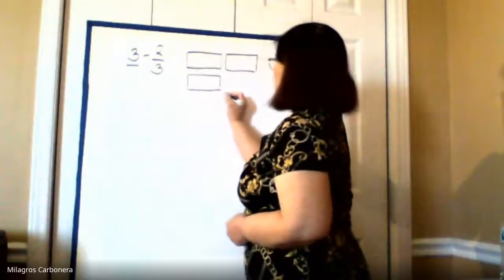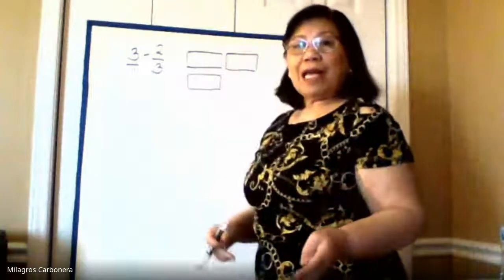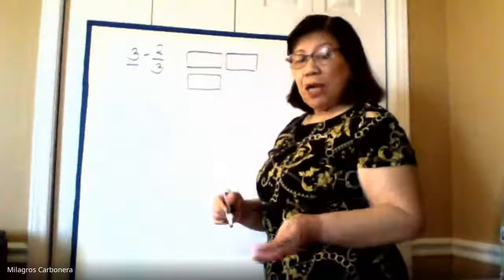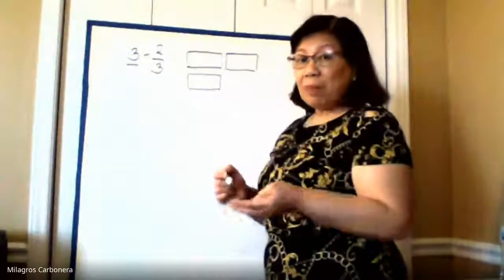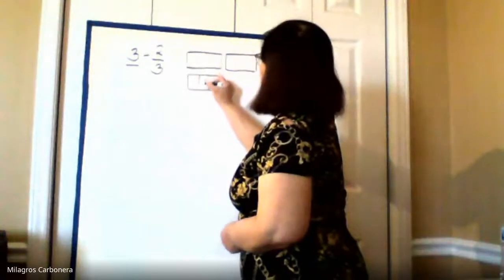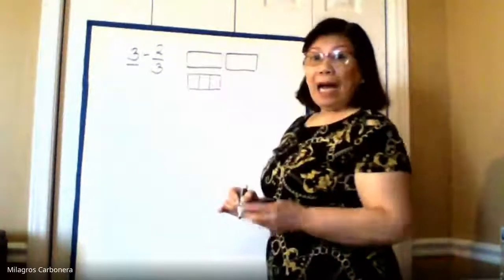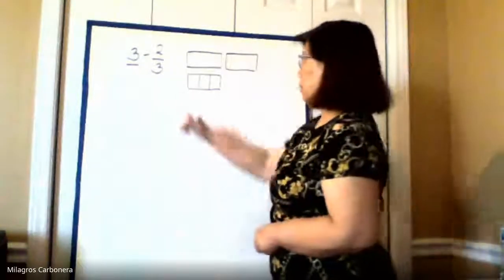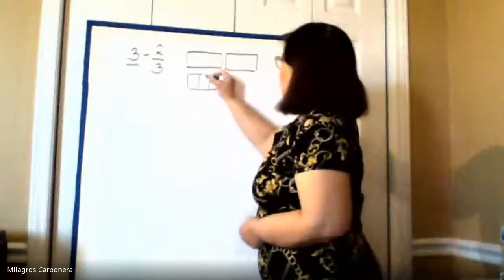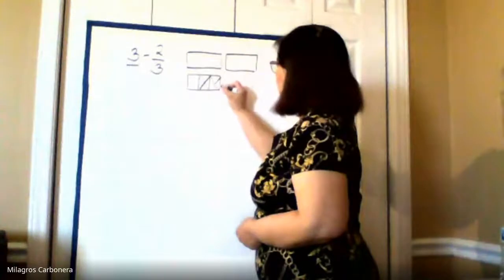Okay? So I have 3 rectangles, 1, 2, and 3. And I am going to take away 2/3 of a rectangle. So I am going to divide one of my rectangles into 3 parts. And I am going to take away 2 parts because that's what it says. Take away 2 out of the 3 parts. So I'm going to put an X on this part, and an X on this part.